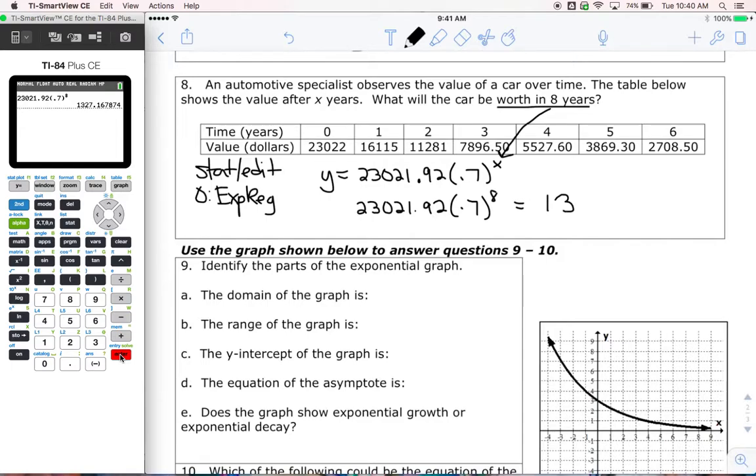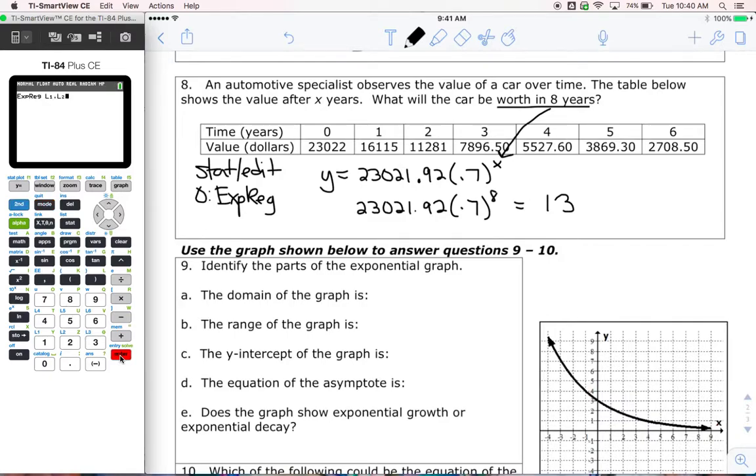1,300. Let's see here. Did I write that down correctly? Let me double check. Sorry, that seems like a lot of money to lose for a car. Just want to check this value. Yep, 0.7. All right, I got it right. So this car is losing its value fast, right? This car is losing its value really fast.